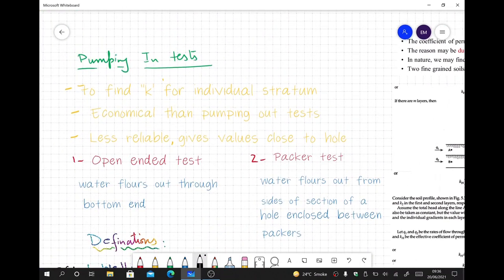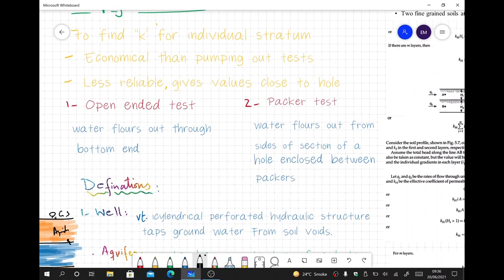After the pumping out test, we have the pumping in test. It is used to find out permeability for individual strata. It is more economical than the pumping out test, but it is less reliable and gives a value close to the hole. The first one is the open-ended test, in which water flows out to the bottom.